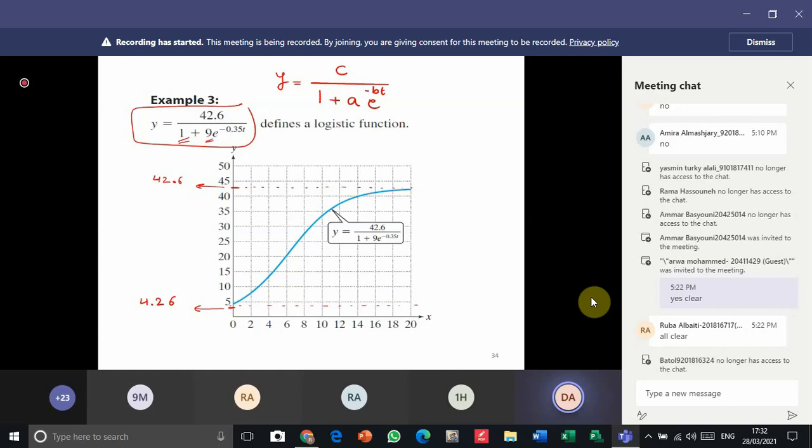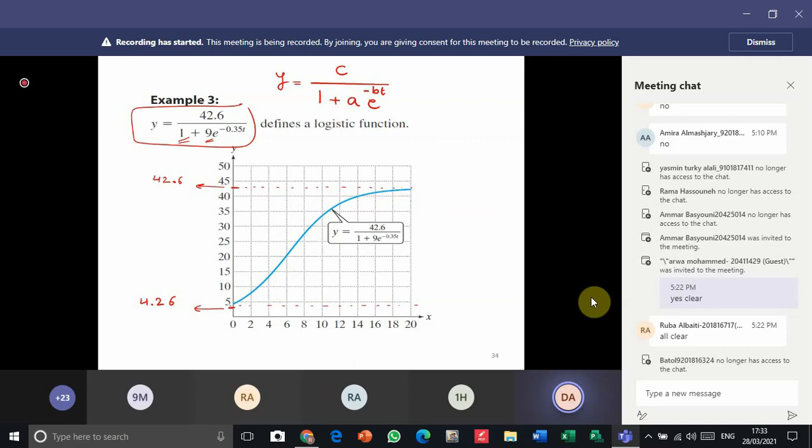so this function in the formula C over 1 plus A e to the power minus bt is called the logistic growth function. So the function is between two values, the maximum C and the minimum C over 1 plus A. Okay, and the b is the curve. This is the curve of the b. So when we increase the b, we have a curve like this.